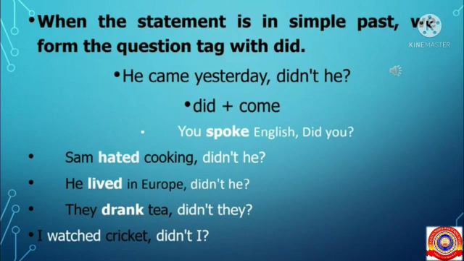When the statement is in simple past, we form the question tag with did. He came yesterday, didn't he? You spoke English, didn't you? Sam hated cooking, didn't he? He lived in Europe, didn't he? They drank tea, didn't they? I watched cricket, didn't I?